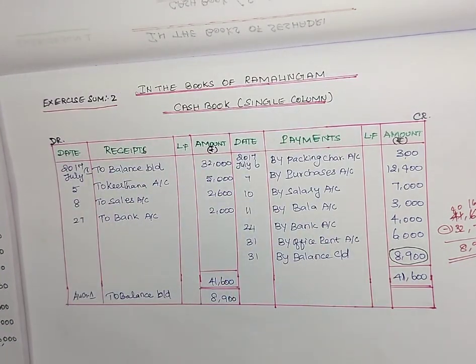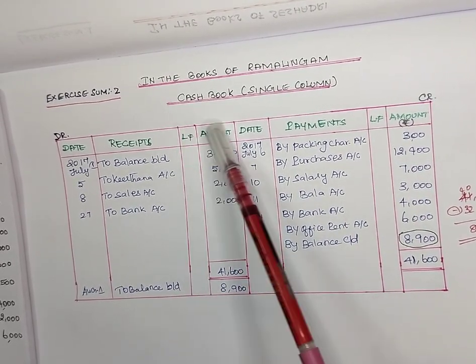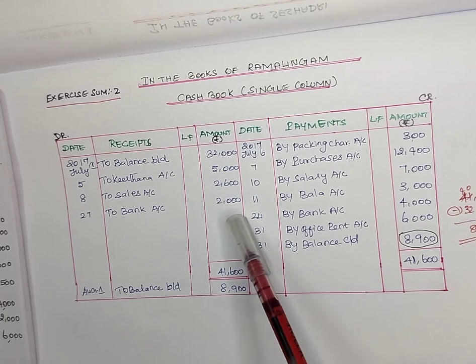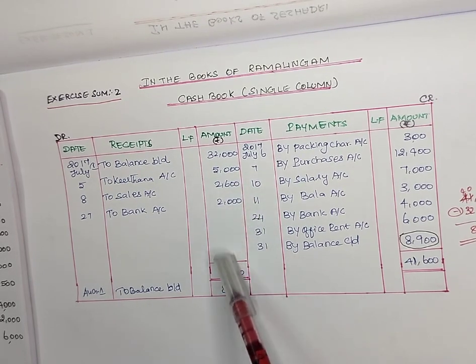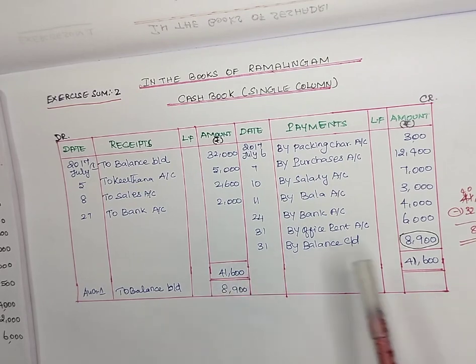Now you have to find which side has the highest value. In cash book, always debit side has the highest value. Okay, so how much rupees debit side has? 41,600. You have to enter that 41,600 as the total in both sides, debit side and credit side. Okay, we entered, this is the total.